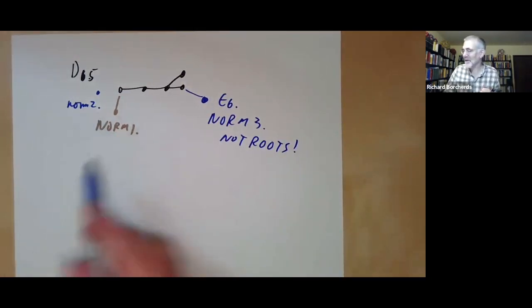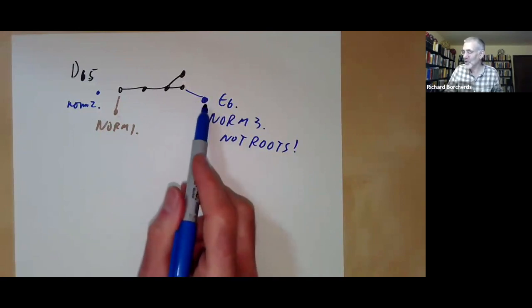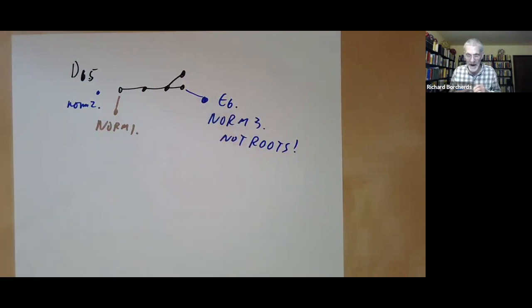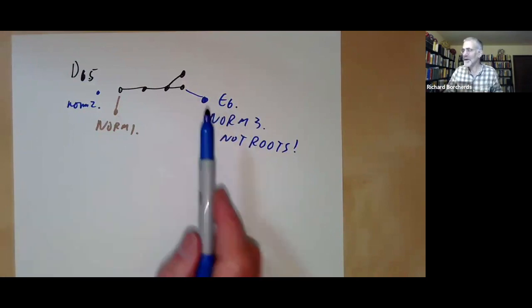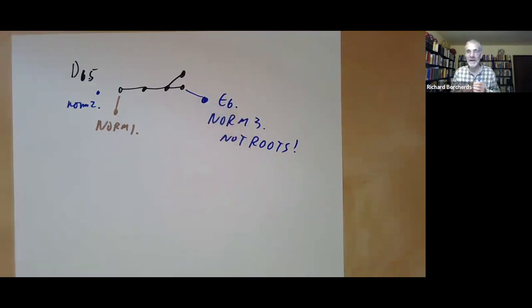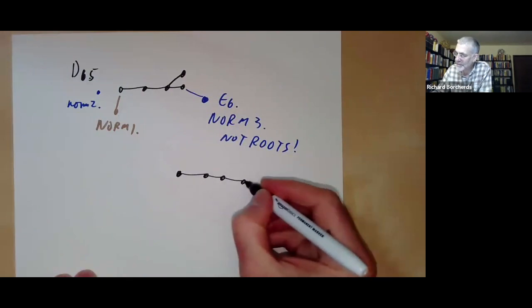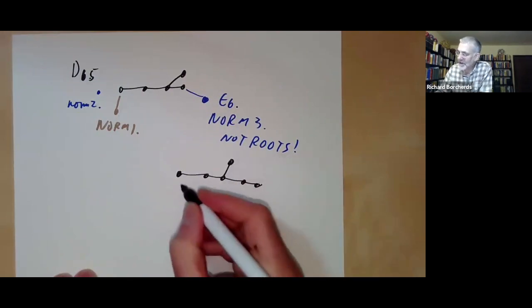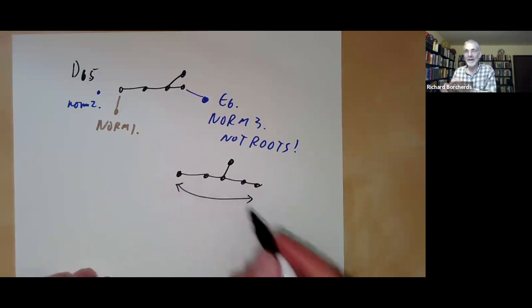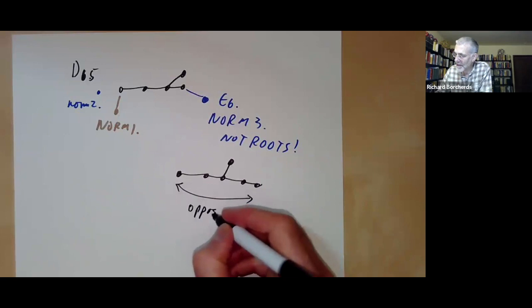So if you do this, you sort of get a Coxeter diagram, but it's not really a Coxeter diagram because some of the vectors have norm 3 and aren't roots. And we can ask why do these things stop being roots at E6 when they were roots for E7 and E8? And the answer is the E6 Dynkin diagram has the following funny extra symmetry. See, it's got a symmetry like this. And this symmetry is called the opposition involution.